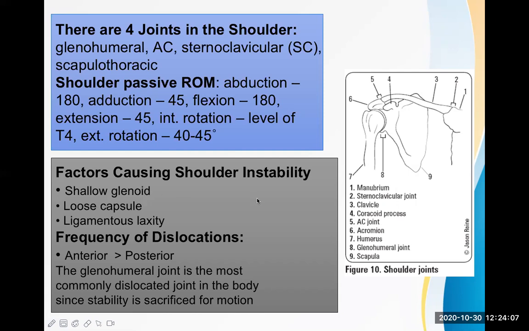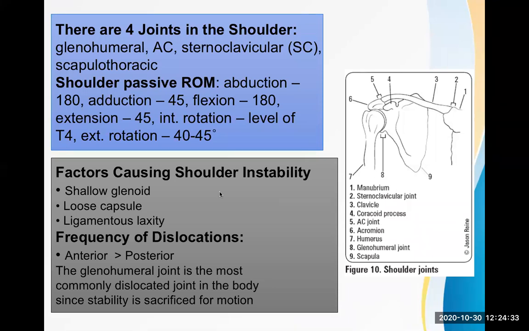Now, why is the shoulder joint one of the most unstable joints? This is a common question which is asked to the students. And some of the important answers are provided here. Number one, the glenoid cavity is very shallow, and the head of the humerus is a big one in comparison to that glenoid cavity. So it is not properly fitting there.